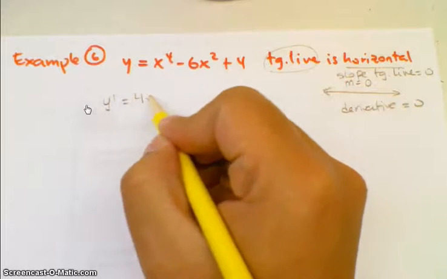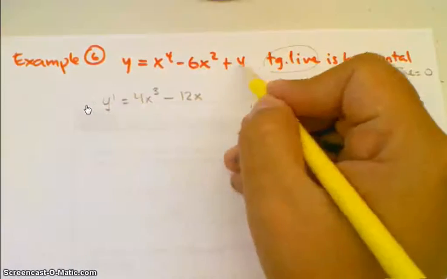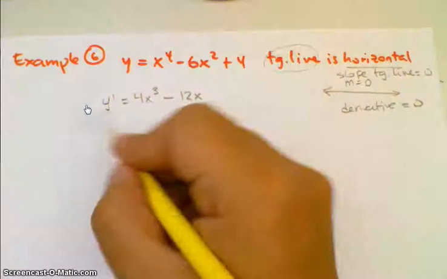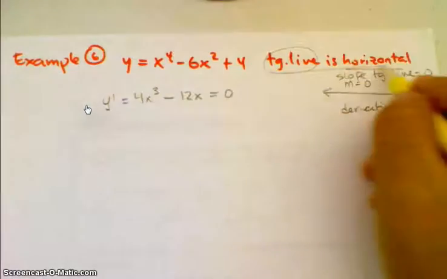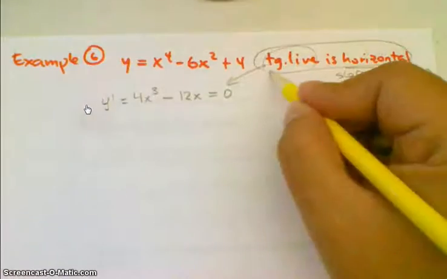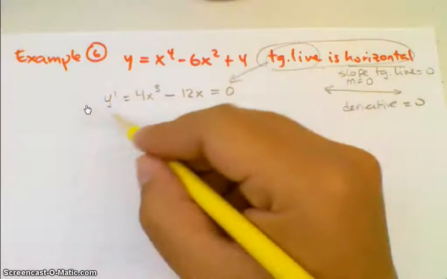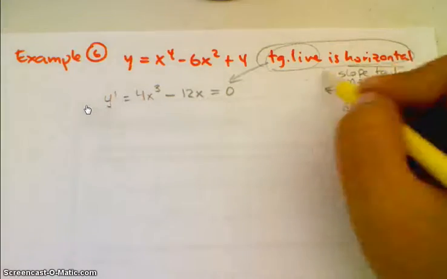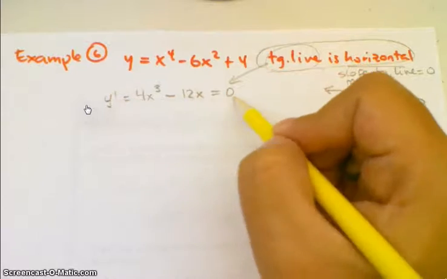It would be 4x cubed minus 12x, the derivative of that is that. So I want to know when this is 0, for what values of x this is 0. And this is just particular to this problem. If they didn't tell you the tangent line is horizontal, then there is no reason to equal the derivative to 0. This information is translated into this fact that the derivative happens to be 0.